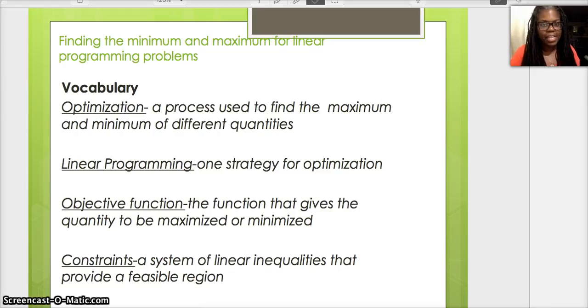Basically what's going to happen is we're going to get a set of constraints, maybe dealing with making cookies or something. A business wants to make cookies. They sell chocolate chip cookies at a certain rate. They sell sugar cookies at another rate. And what they want to do is figure out how much of each they should make in order to optimize profits, to maximize profits.